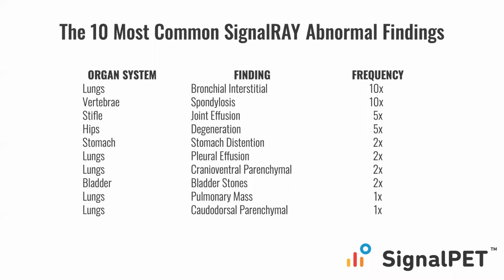So, when we determine, again, amongst thousands and thousands of them, the 10 most common abnormal radiographic findings, I've listed them here in order of frequency. It's a little difficult to look at. What I'd like to take from this information is that general bronchointerstitial changes to the lungs are common. Spondylosis is common, followed, less commonly, by joint effusion of the stifle, changes to the hips, gastric distension, and pleural effusion, and I'll go through each one specifically.